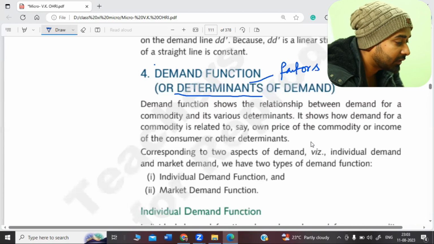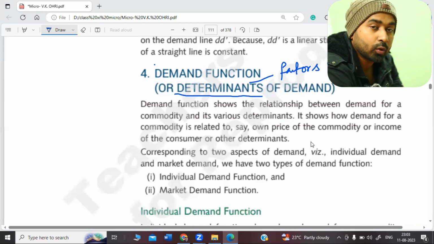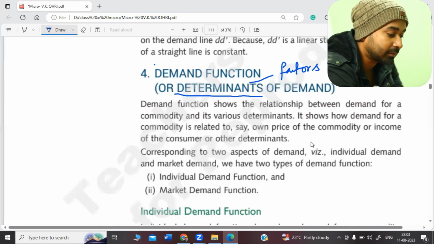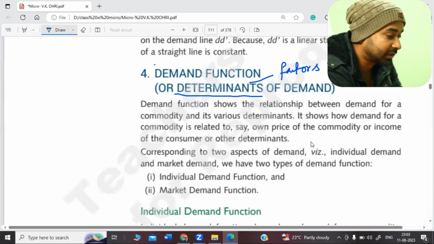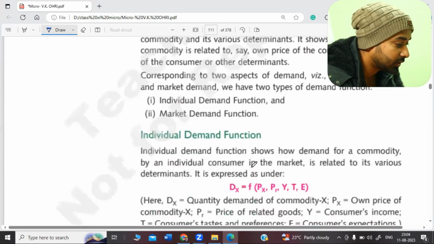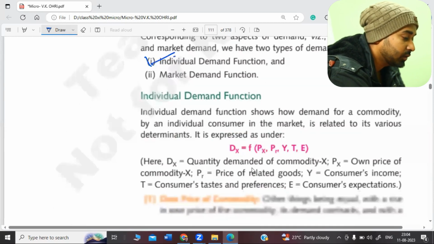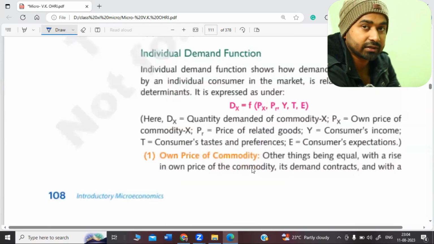Factors affecting demand are also known as the determinants. Indirectly, the factors responsible for changing the demand are known as the factors affecting demand. So let's see what the factors changing the demand are. First of all, I am looking at the individual demand function. Here we have 5 factors that can change our demand.